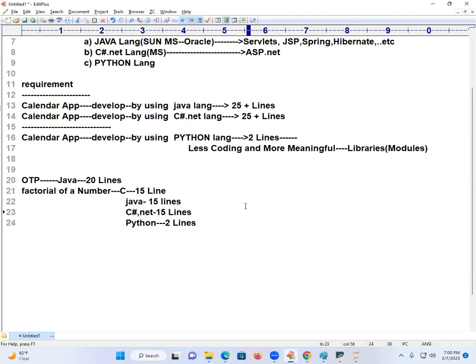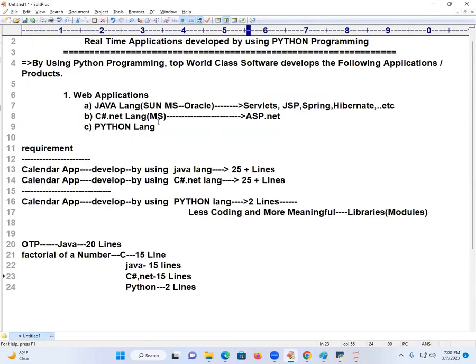Good. Coming back to the point, now I'm going to talk about web application development. Developing with Java is difficult, C#.net is difficult, Python is difficult.